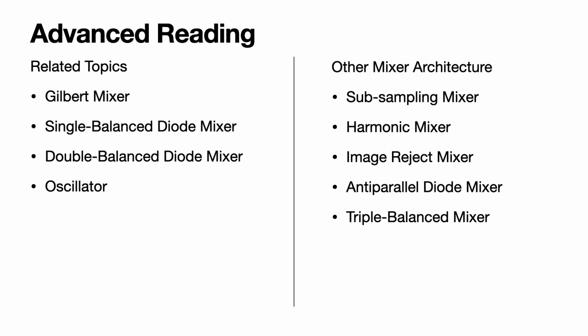If you're interested in learning more about mixer architectures, here are some topics to explore. 1. The Gilbert mixer. This is the most popular mixer architecture, used in integrated circuits. 2. Balanced diode mixers. Both single balanced and double balanced diode mixers are widely used architectures. 3. Generating square waveforms. Oscillators are key components in generating square waveforms for mixer applications. 4. Exploring further, dive deeper into other mixer architectures like harmonic mixers, image reject mixers, and more.